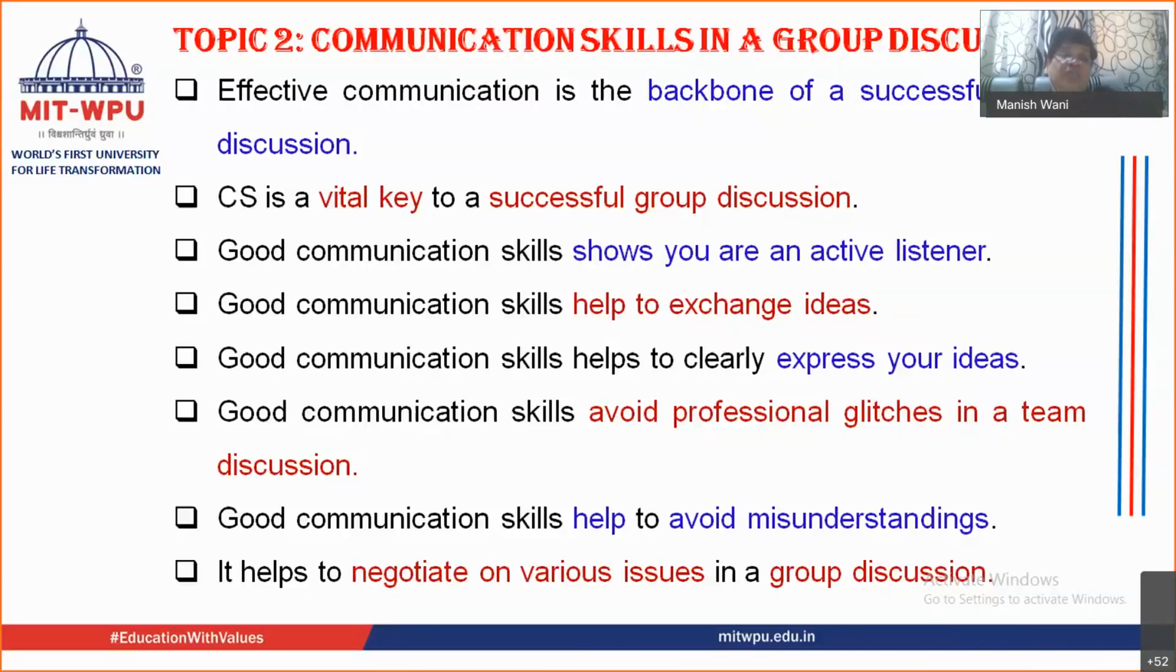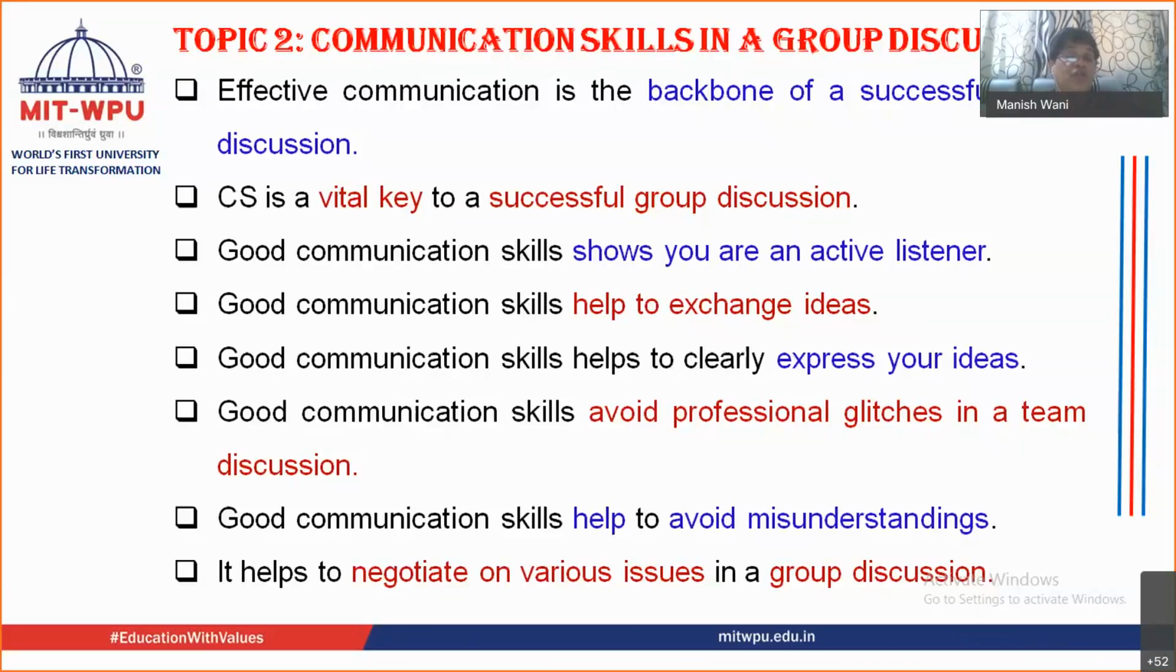What I mean to say is, you can negotiate on various issues. Just imagine that you are sitting in a group discussion whereby everybody is talking about his ideas, his product, everybody is representing his own company, and there are different people from different companies coming together. If you have a good group discussion, then you will be able to sell your company, sell your product, or talk about your company in the most perfect way.